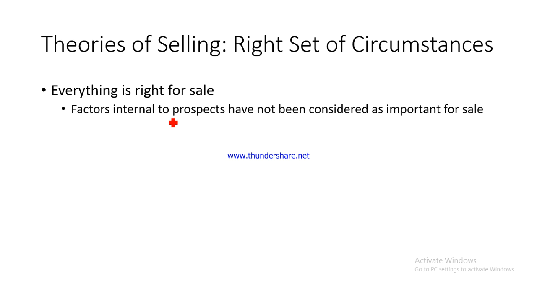For example, the rivals are not strong enough, their products are not good quality products, the customer has sufficient purchasing power, the customer is willing to pay also, willing to buy also. So all the circumstances are absolutely perfect for the sales to materialize. But still, if the salesperson is not able to make the sales, then probably it is some kind of a shortcoming, maybe in his own presentation or maybe in his skills, because of which he is not able to make the sales. So that is what this particular theory says, right set of circumstances, right?